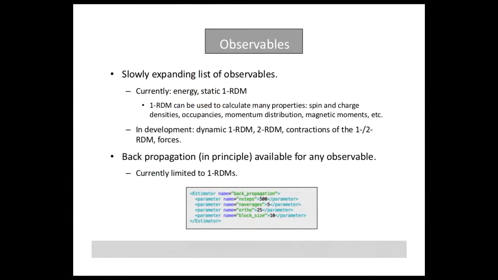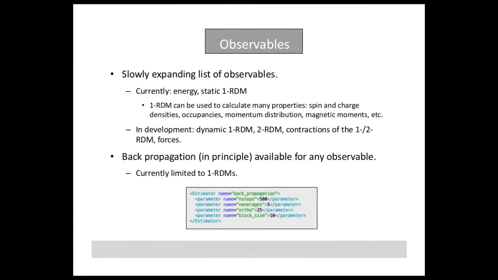Right now we have mixed distribution or backpropagation. Right now we only measure one RDMs, just to be honest. The whole point in the near future, as we get interested in more and more observables, is you define what type of estimator you want, whether it's mixed distribution or backpropagation, and then you give a list of the things that you want to calculate within the backpropagated states or the mixed density states. So right now we would just calculate the one RDM, but eventually there will be a choice.